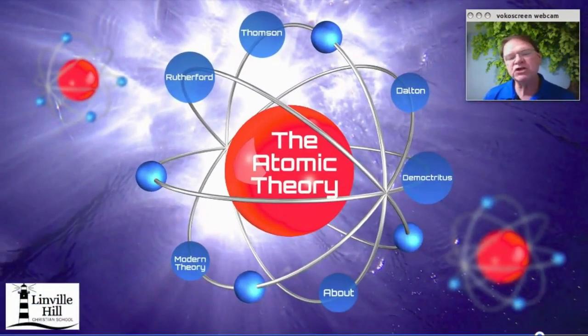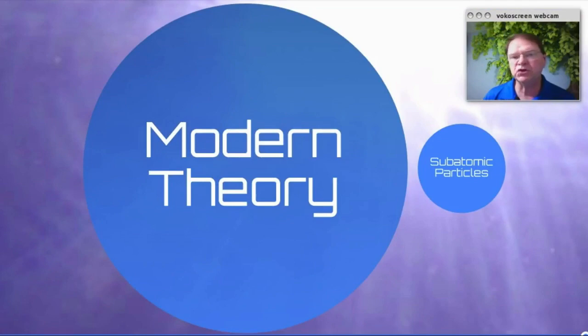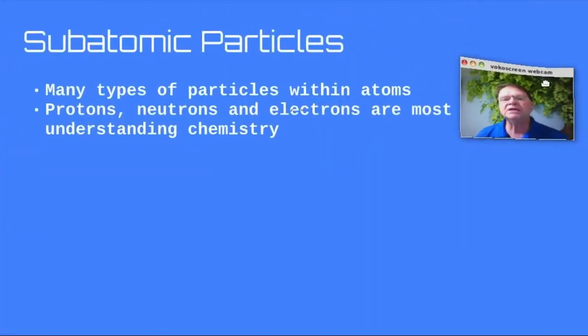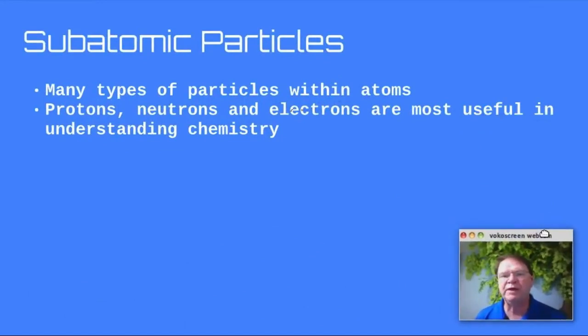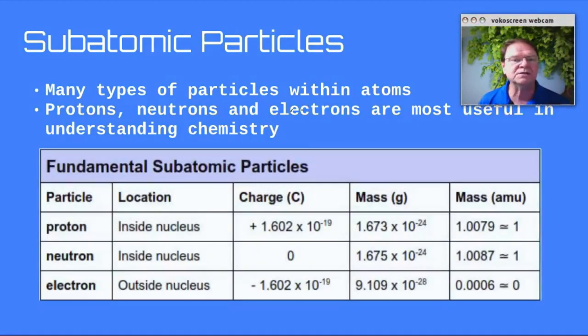Now, there's actually more to the modern theory of the structure of the atom, which I'll get into very briefly. There are actually many types of subatomic particles within atoms. But in terms of usefulness in chemistry this year, we already really know what we need to know, and that's the protons, the neutrons, and the electrons. They're the ones that are really going to be most informative in terms of chemical processes this year.